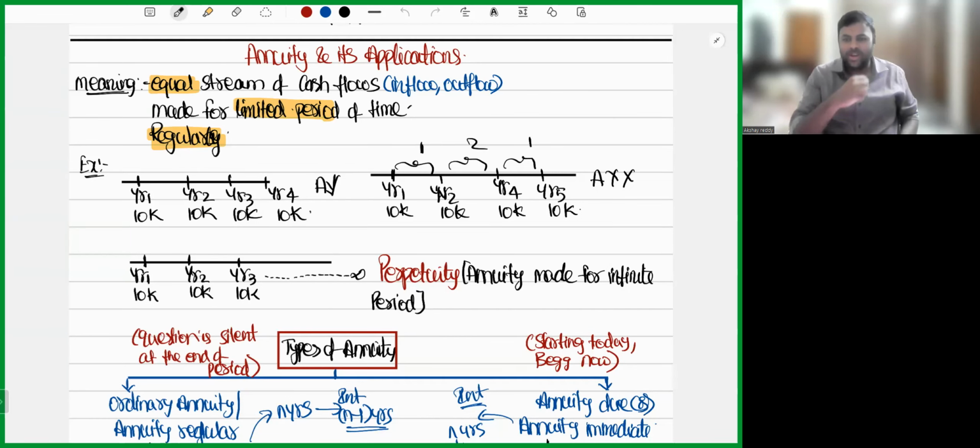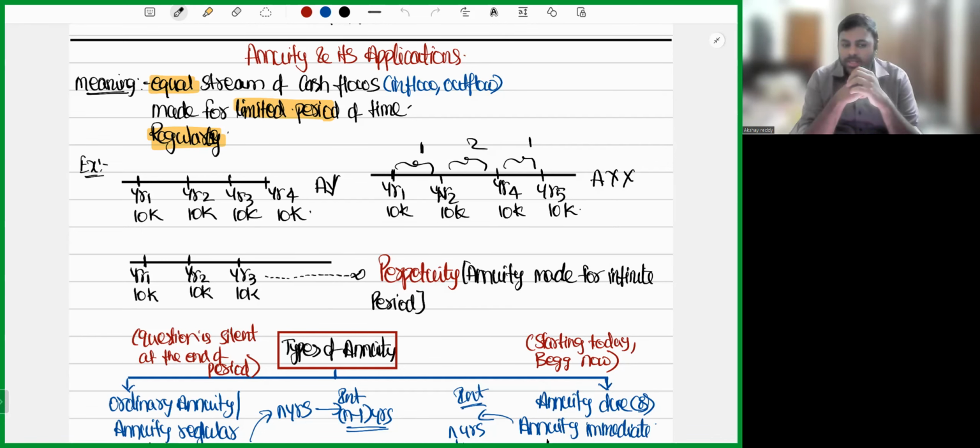We were doing annuity and its applications. We have started with annuity and its applications. First, we understood what the meaning is. I said there are 3 words: there must be an equal stream of cash flows, they must be made for a limited period of time, and they must be made regularly. That is, the time gap between two payments must remain the same.